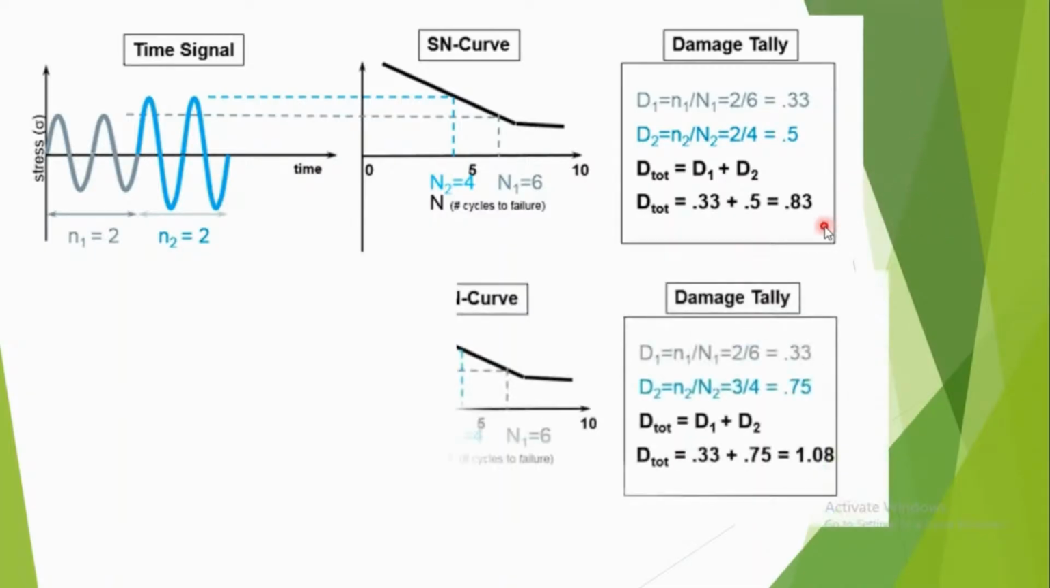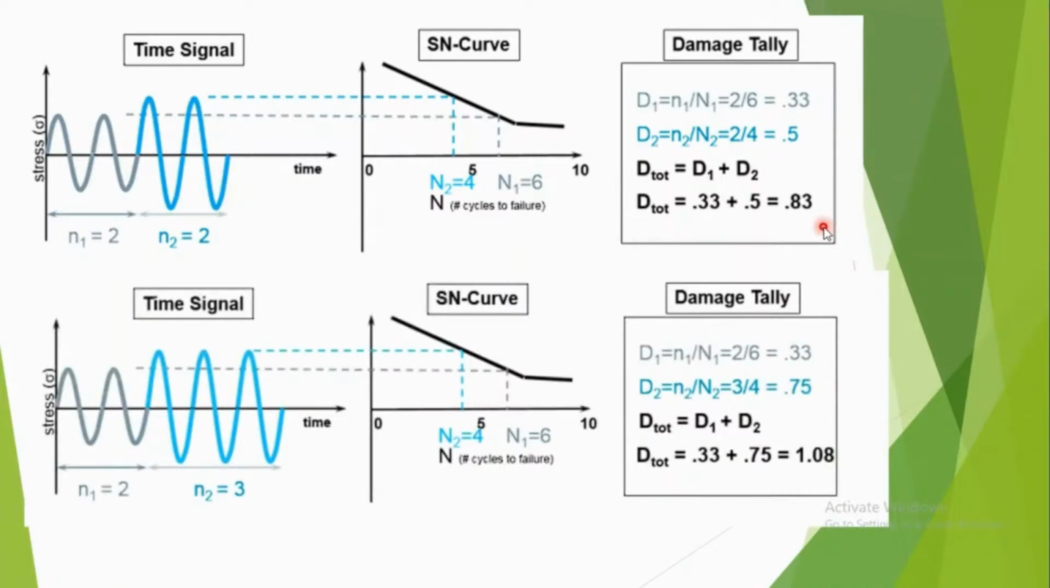In the second example, the small gray color cycle runs for two cycles in the actual condition, and the other color runs for three cycles. In that case, the damage comes out to be 1.08, which is more than one. That means this component will not sustain this loading condition. And if you want to calculate the fatigue life cycles, it is nothing but 1 by total damage. That is how FEMFAT calculates it.